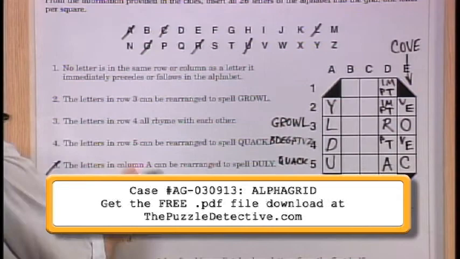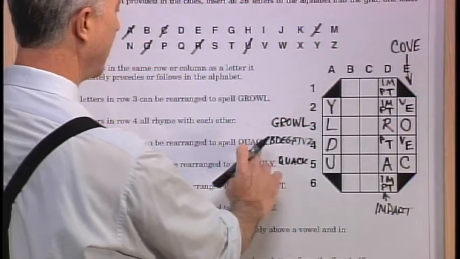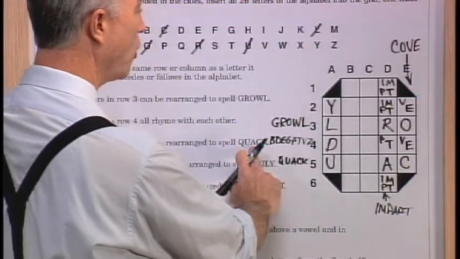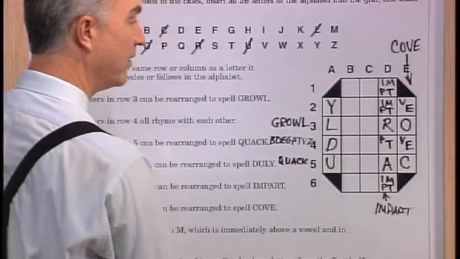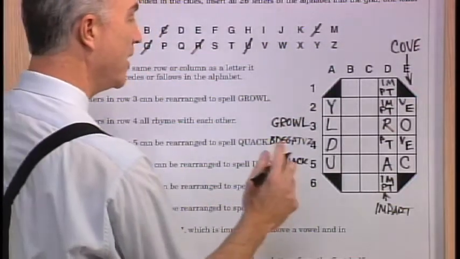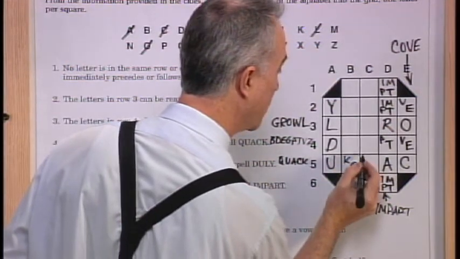Let's go back to clue number 4. The letters in row 5 can be rearranged to spell quack. Well, we've already placed 3 of those 5 letters. The only 2 letters from quack that we have not placed are K and Q.